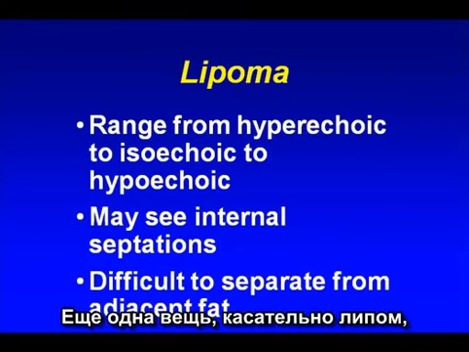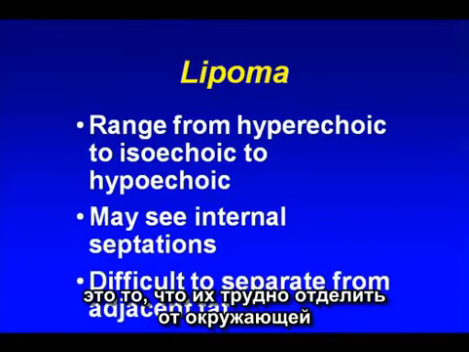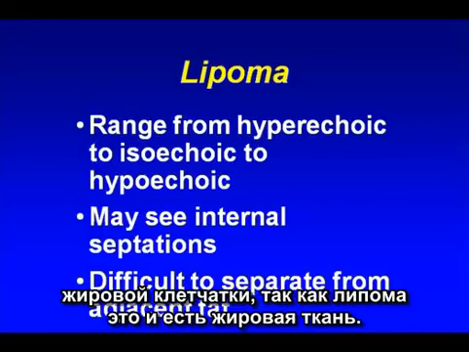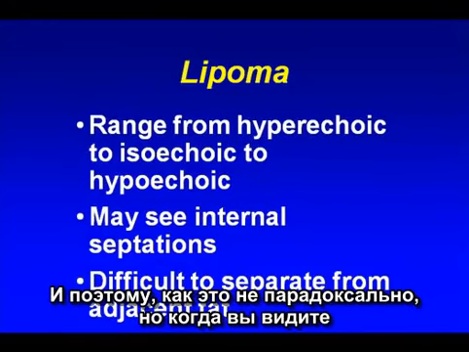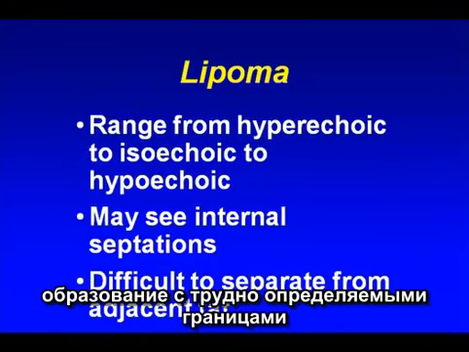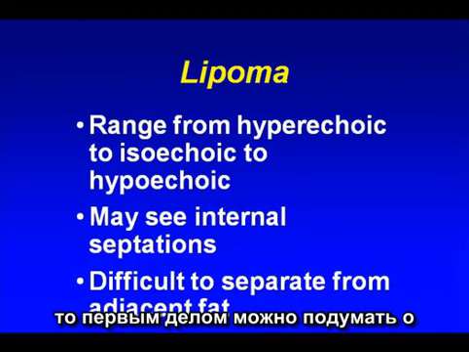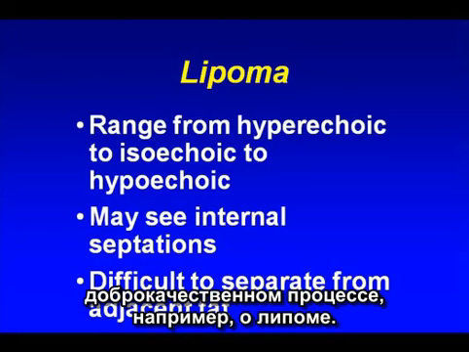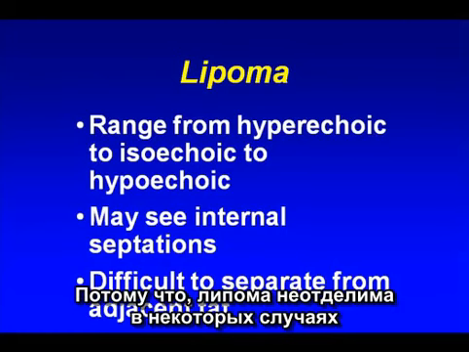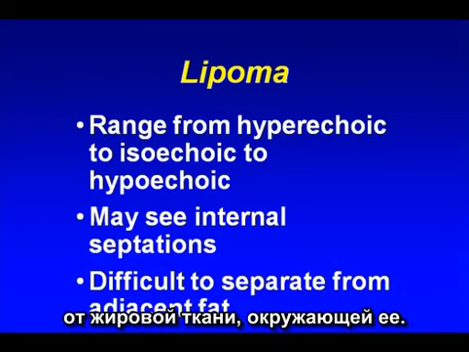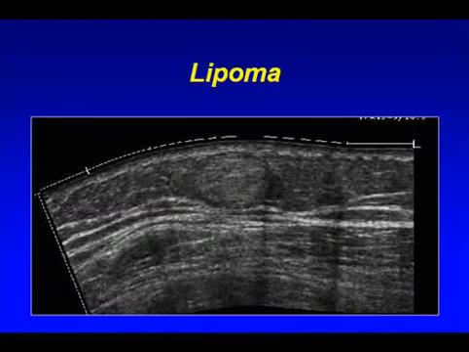One thing about lipomas is that they are difficult to separate from the adjacent fat, and that's because they also are fat. And so paradoxically, if you see a mass that has ill-defined borders that blend in with the surrounding tissues, one is more likely to think of a benign process such as a lipoma, because it is inseparable from the fat that surrounds it in certain cases.